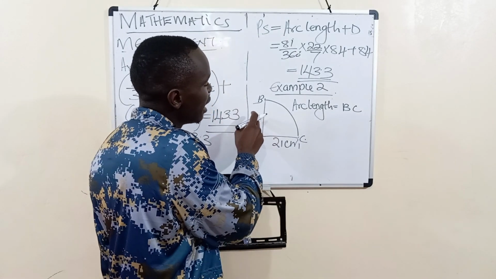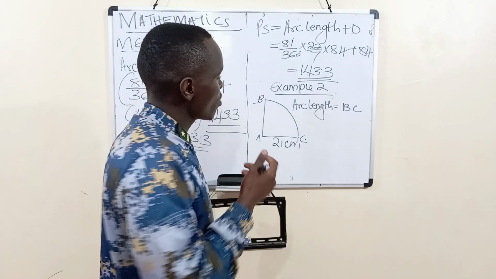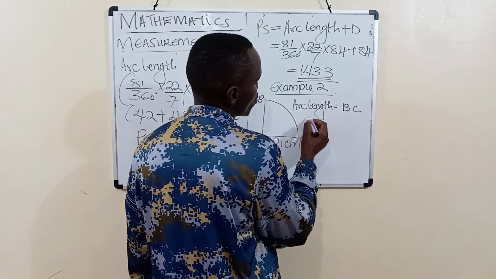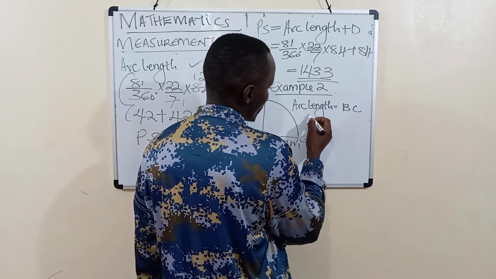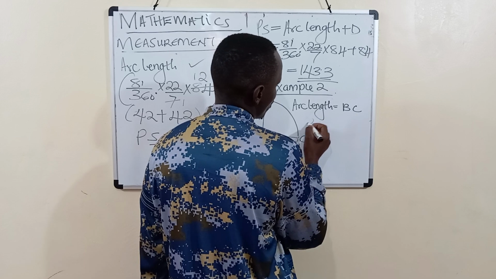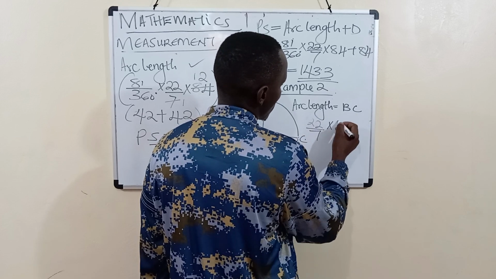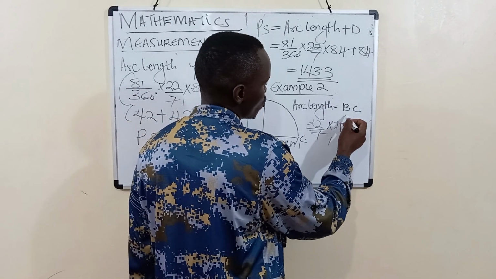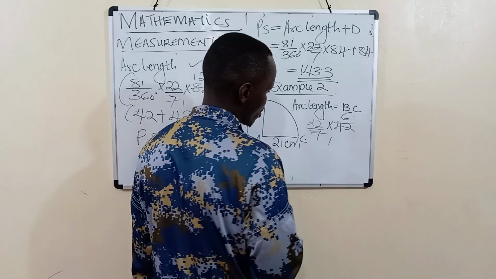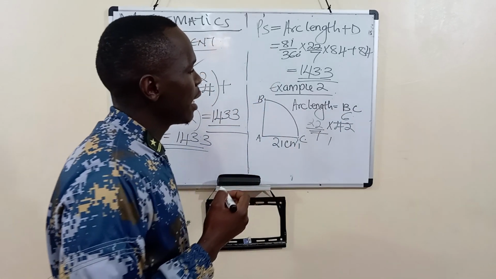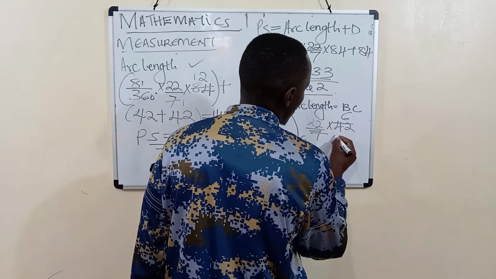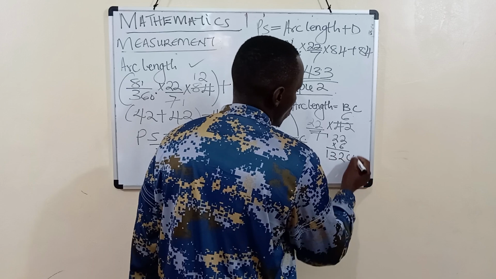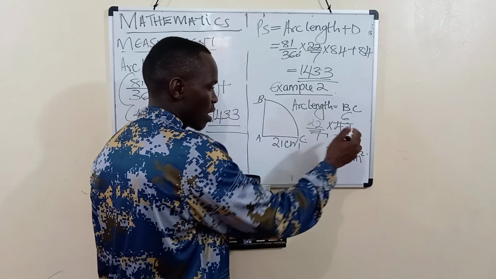What is given here is not a semicircle, but a quarter circle. So the circumference will be given by 22 all over 7 multiplied by the diameter. This one is going to be 1, this one 6, this one 6. Then we have 22 multiplied by 6, which is 132 centimeters.